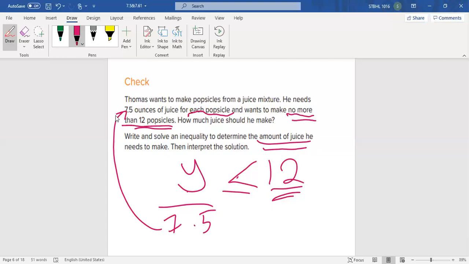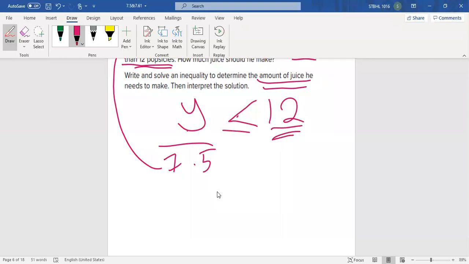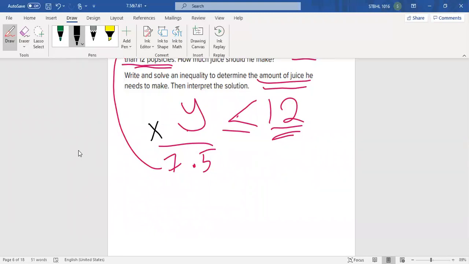In this case, grade 7, as you see, what is the coefficient of the variable? The coefficient of the variable means the number that is multiplied by the variable. It's 1 over 7.5. How can I isolate the variable y alone? By multiplying by the reciprocal. What is the reciprocal of 1 over 7.5? It is 7.5 over 1.